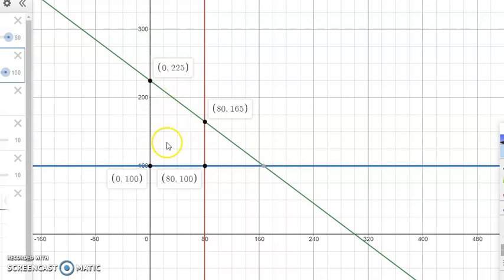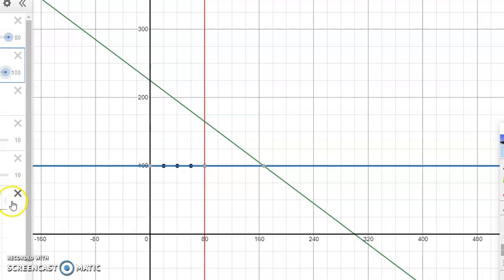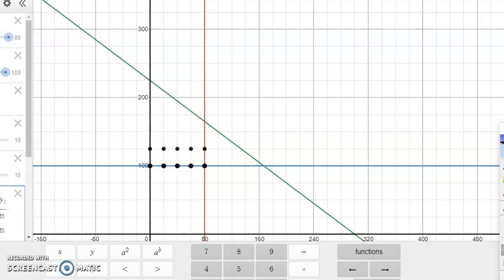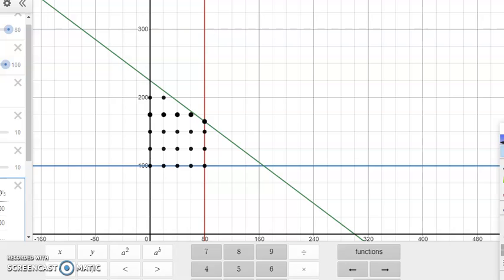So what it essentially does is it shades in this region here. And then what we'll do is we'll add in the integer values. And we'll put all those integers and we'll draw all those in. Okay? And there they are, all the integer values. All right?